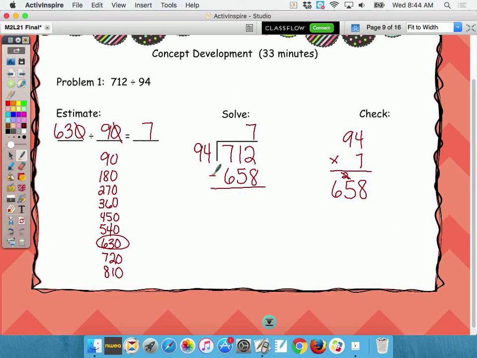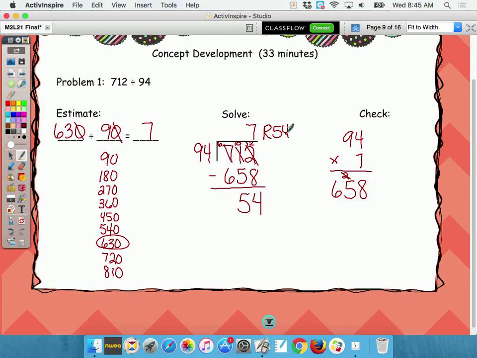So I see regrouping. This is kind of difficult regrouping also. So I've got a 12, a 10, and a 6. Is that what you have? Okay. 12 minus 8. 10 minus 5. Is my remainder less than my divisor? Good. So remainder 54.